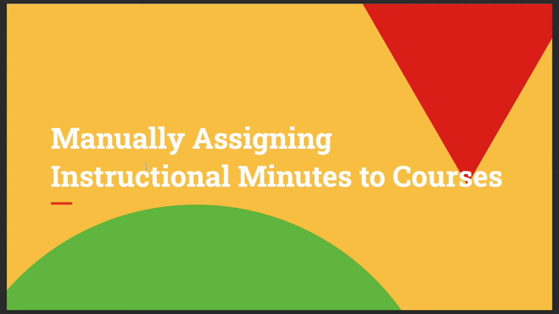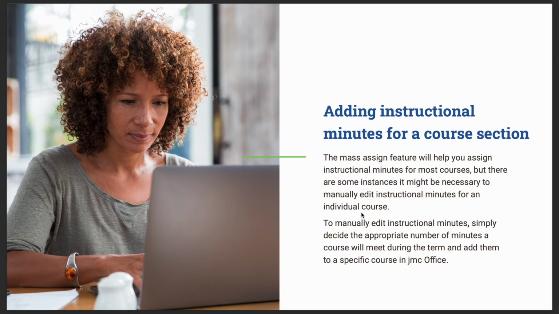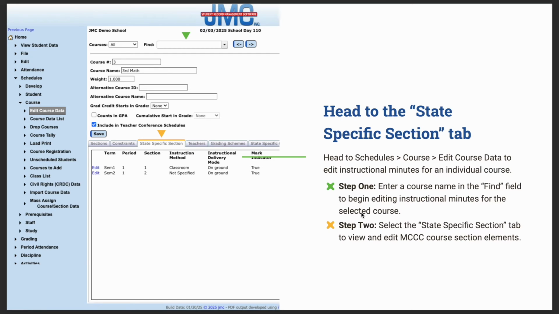So I'll show you how to manually assign instructional minutes to courses. We could do it to each course individually, but there's an even faster way, and that's with the mass assign feature. The mass assign feature will help you assign instructional minutes for most courses. There are some instances where you might go back and manually edit those instructional minutes for individual courses, but to manually edit, you'll simply decide the appropriate number of minutes a course will meet during the term and add them to a specific course in JMC Office.